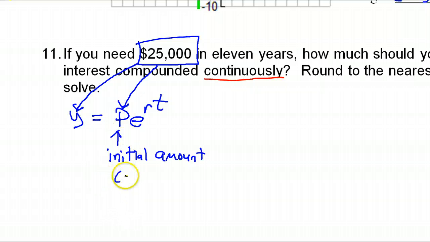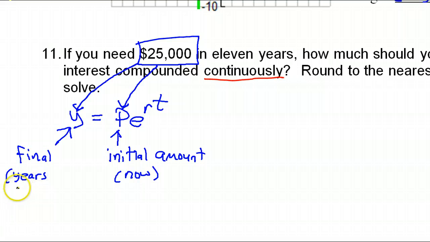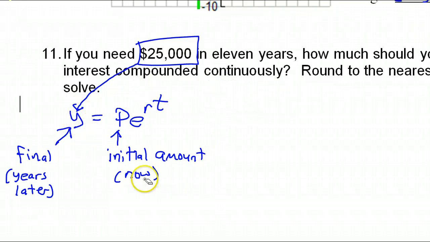Okay, that's your P value. It's the amount now. It'll go for Y if it represents the final amount, the amount you will have years later. So, which is it? Is this the amount we have now or the amount we'll have years later? If you need $25,000 in 11 years, it's telling us this is the amount we want to have years later. So that tells me that the 25,000 is going to go in for the Y.